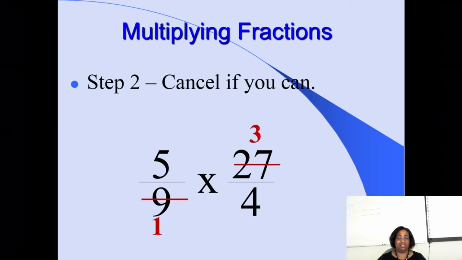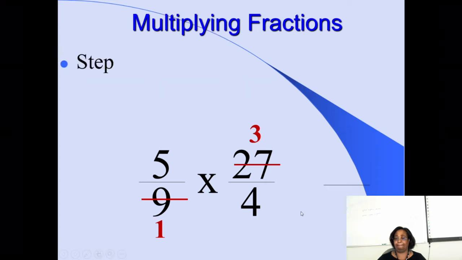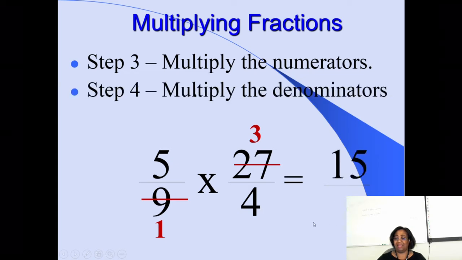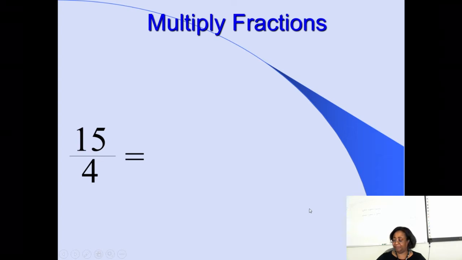Can I cancel anything else top and bottom by the same factor? So what's 5 times 3? And 1 times 4 is 4. Can I leave my answer as 15/4? I have to simplify it. How do I do that? Divide. Now, if you go to page 3, I have given you practice on what to do with an improper fraction that needs to be simplified.